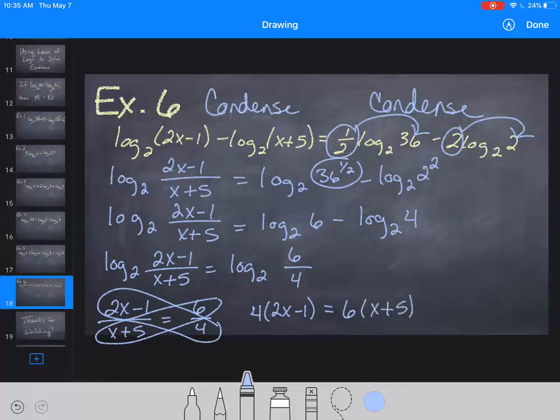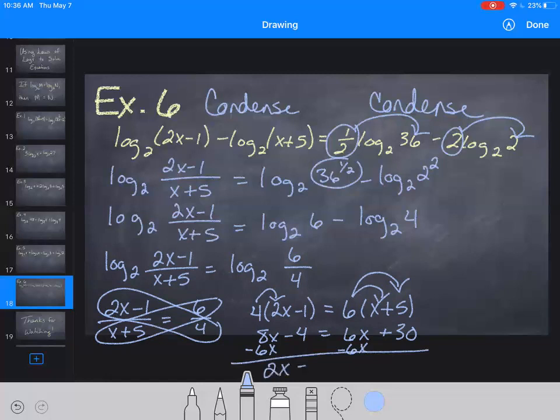Well, if I wanted to solve this, I would go ahead and use the distributive property. I'm going to distribute my 4. I get 8x. 4 times negative 1 gives me a negative 4 equals 6 times x gives me a positive 6x. 6 times a positive 5 gives me a positive 30. I'm going to go ahead and solve for x. So I'm going to subtract 6x from both sides. 8x minus 6x gives me 2x. My negative 4 drops down is equal to 30. I'm going to rewrite that. So I have 2x minus 4 is equal to 30.